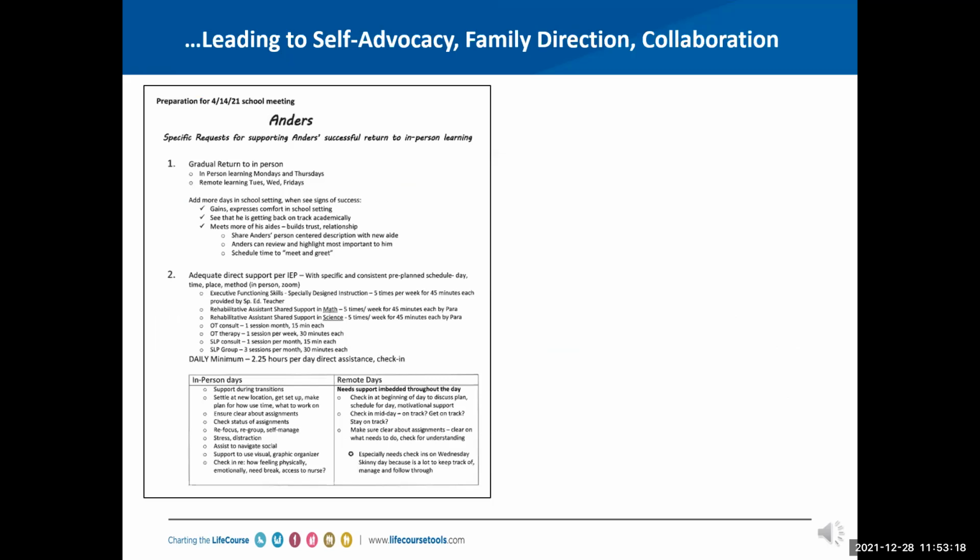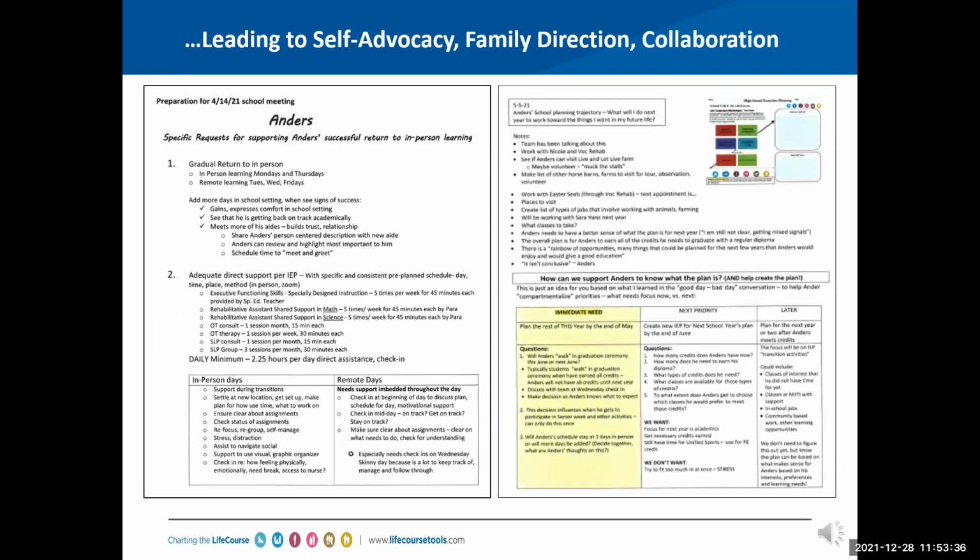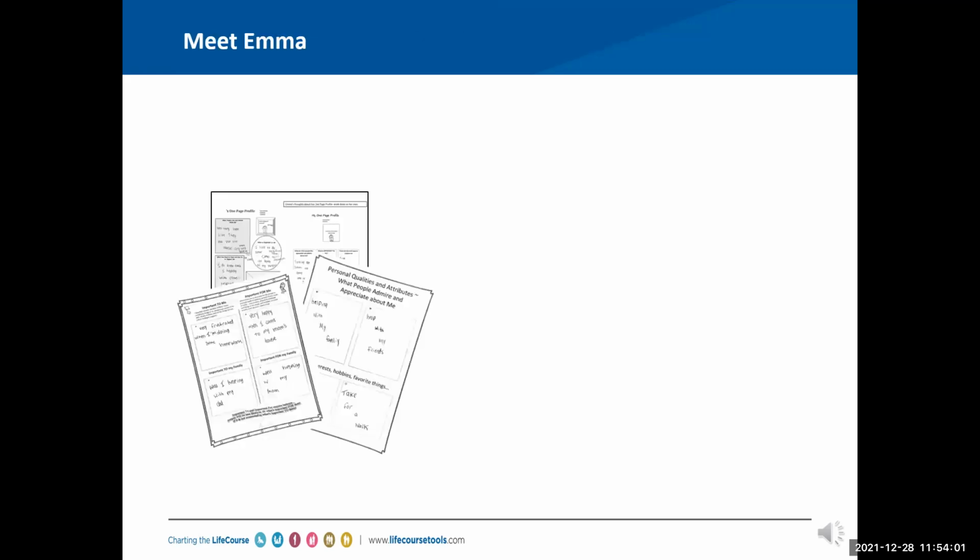Here you see some planning notes that Anders and his mom created to bring to and share with the school team. Anders was able to very clearly tell the school what he wanted and needed for support to re-enter the school in person. Later, at the next meeting, he and his mom were able to discuss with the school what his current, next, and future priorities were. So they really applied this to a several-year transition plan, and it allowed Anders to self-advocate and his mom to direct the school planning for that whole broader time frame that he would still be connected with the school district.